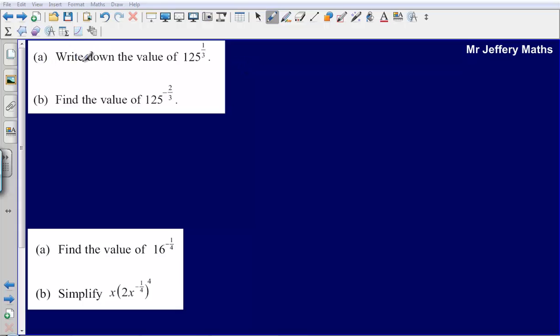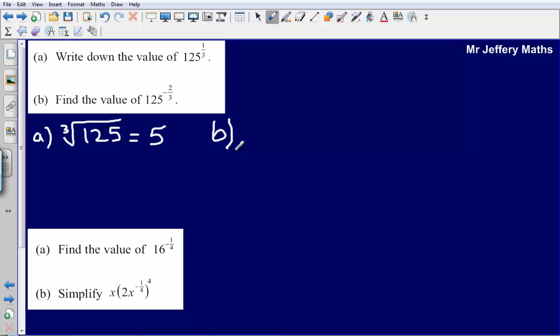Part A here is asking me to write down the value of 125 to the power of 1/3. So 125 to the power of 1/3, I can just say that that is exactly the same as the cube root of 125. So the cube root of 125 is simply going to be 5. So that's part A done.